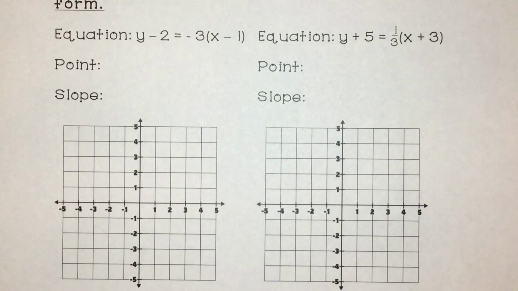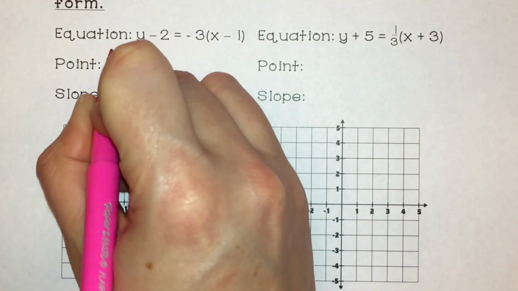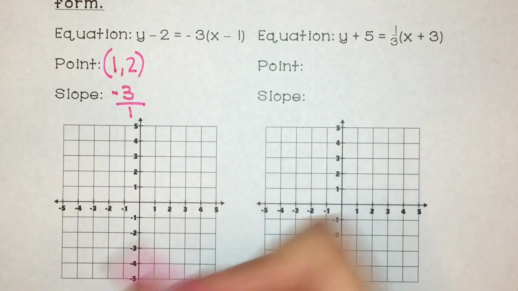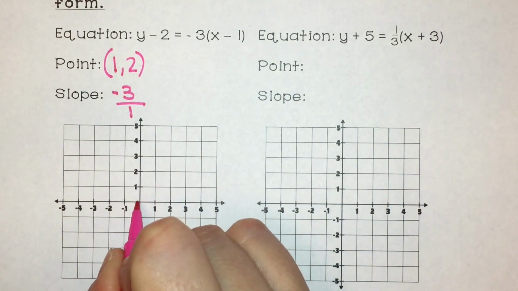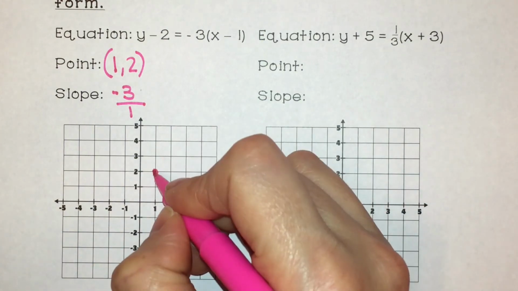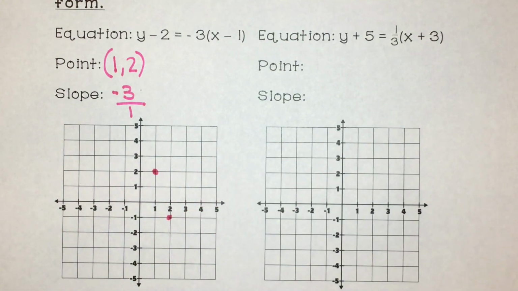Okay, last thing, I'm going to have you go ahead and identify the point, the slope, and then graph them. And then I will go through the answers with you. Okay, so I'm going to start that now. So our point is 1, 2. The slope is -3, and I'm just going to put it over 1 so I can have it in rise over run form. So we're going to graph x is 1, y is 2. Slope is -3, down 3 over +1.